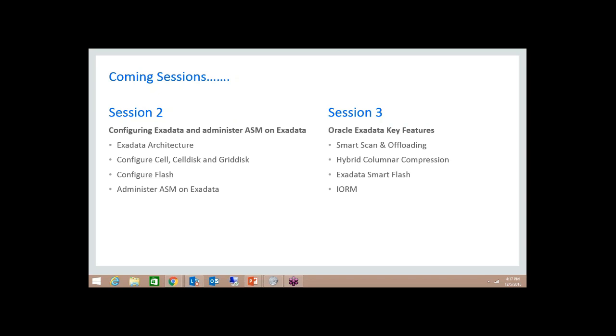Okay. So shutdown means if you want to shut down Exadata, you have to start with the database first.